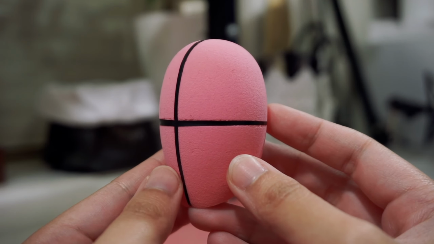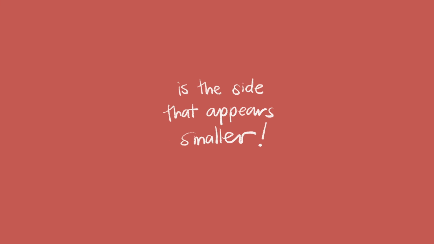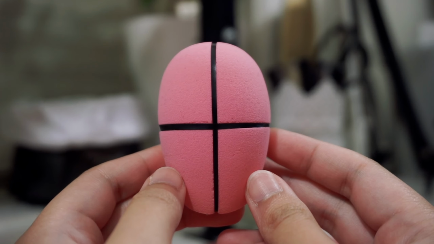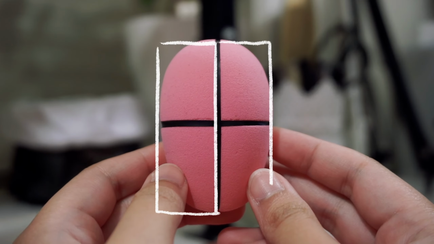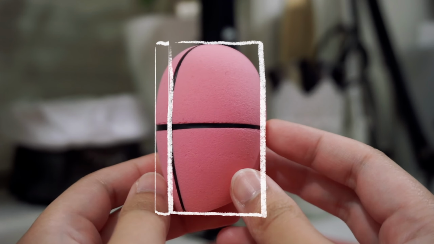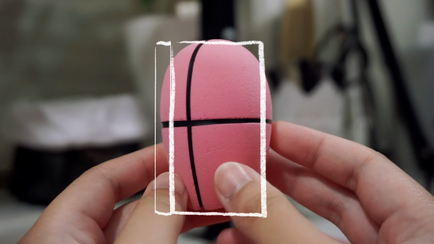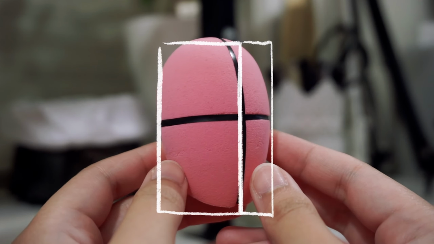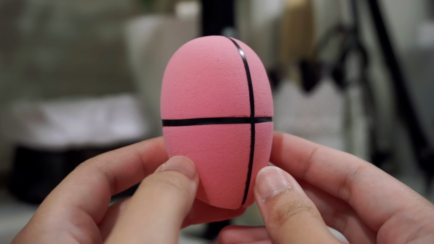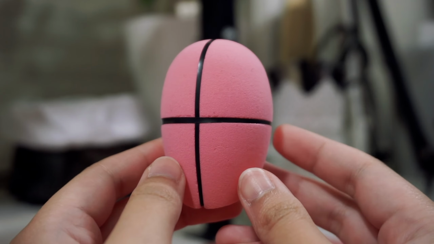And this rule is the direction that the object is turned to is the side of the object that appears smaller. And what that all means, hopefully in a much simpler term, is if the head is turned to the left, the left side appears smaller. And if the head is turned to the right, the right side appears smaller. And the same thing applies when you tilt the head up or down.